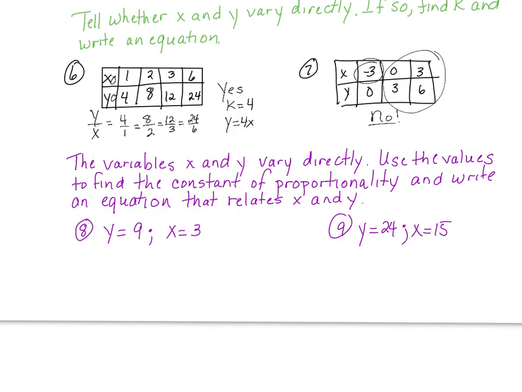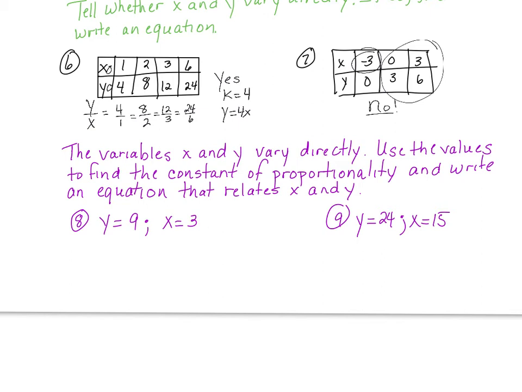And then the next part says the variables x and y vary directly. So it's telling you that it varies directly. So we know it goes through the origin and it's straight. Use the values to find the constant of proportionality and write an equation that relates x and y. I'm giving you y equals 9 and I'm giving you x equals 3. What do you think we're going to use to find the constant?